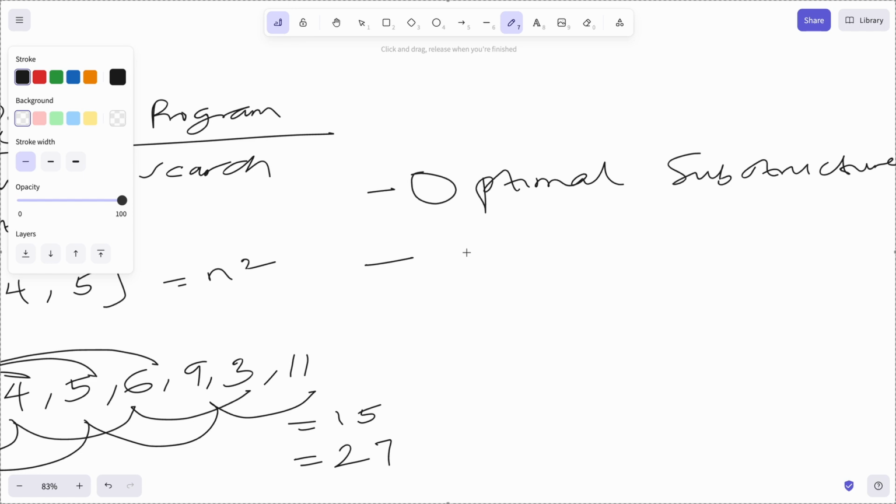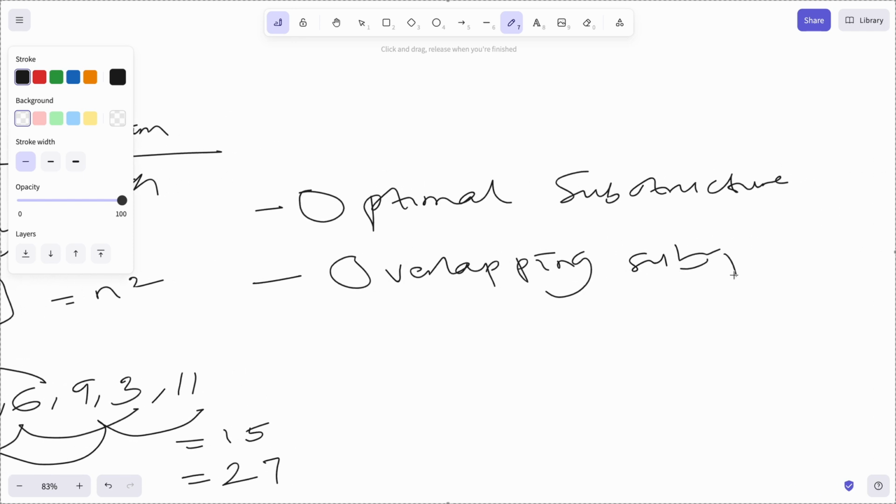And the second one is that the subproblems should be overlapping. So we say overlapping subproblems. All right, so what does this mean? Because it really doesn't make sense yet. So the first part, optimal substructure.